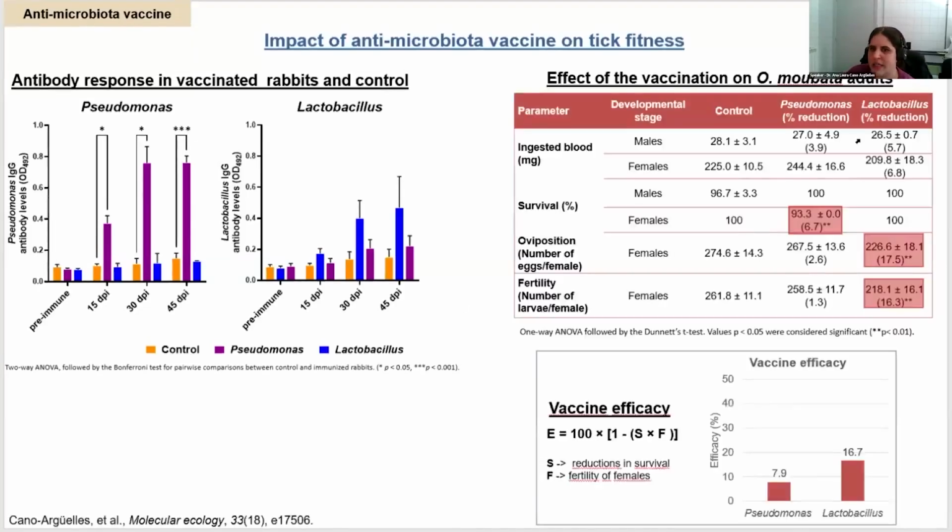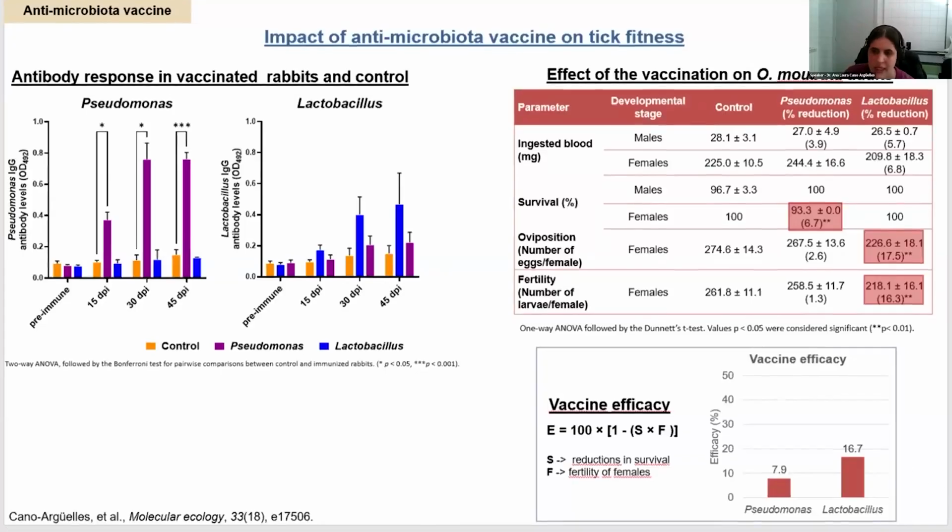Also, we tested the effect of vaccination on Ornithodoros moubata. We see here that only in the Pseudomonas group there was a significant reduction in the survival of females, and in the Lactobacillus group there was a reduction in the oviposition and fertility. Regarding the vaccine efficacy, we obtained 7.9% for Pseudomonas, and surprisingly, for Lactobacillus, there was a 16.7% vaccine efficacy.